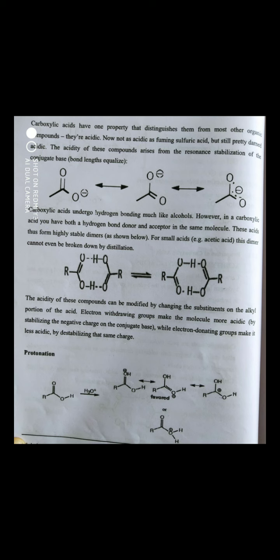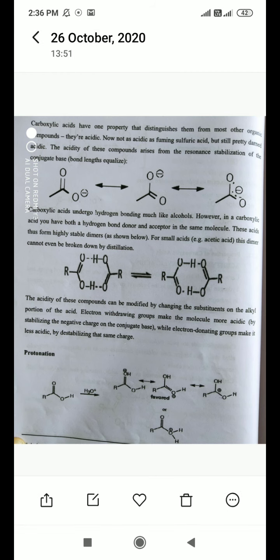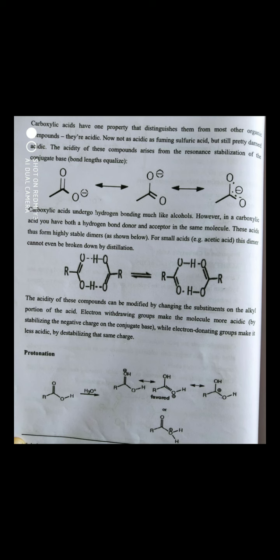Now carboxylic acids undergo hydrogen bonding much like alcohols. However, in a carboxylic acid you have both a hydrogen bond donor and acceptor. As we have seen earlier, in the carboxylic functional group the carbonyl group acts as a hydrogen acceptor, whereas from the OH functional group of the carboxylic acid, the H can be donated. So it acts as an H plus donor.